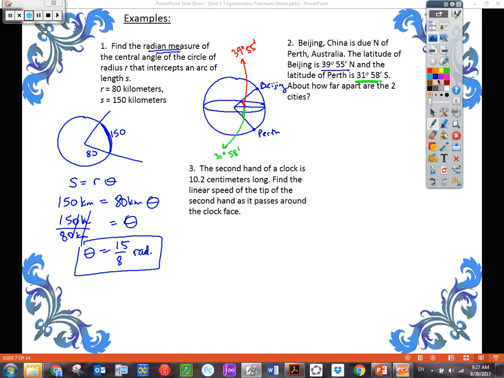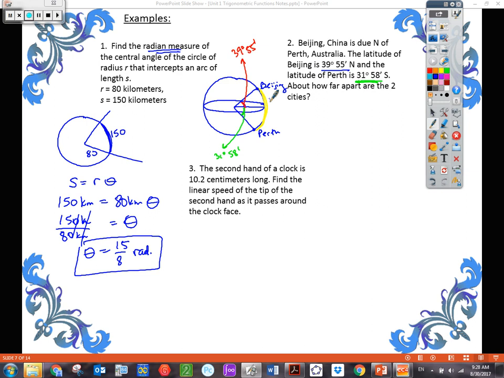Well, what they're really asking for, in a strange way, is this arc length. Right? That's what they want. So we're going to use our arc length formula to find that. Now, I've had students ask me before, is it okay if I find the arc length from the equator to Perth, and then the arc length from the equator to Beijing, and add them together? Yes, you can certainly do that. I think it would take a little bit longer, but it's certainly a viable technique.